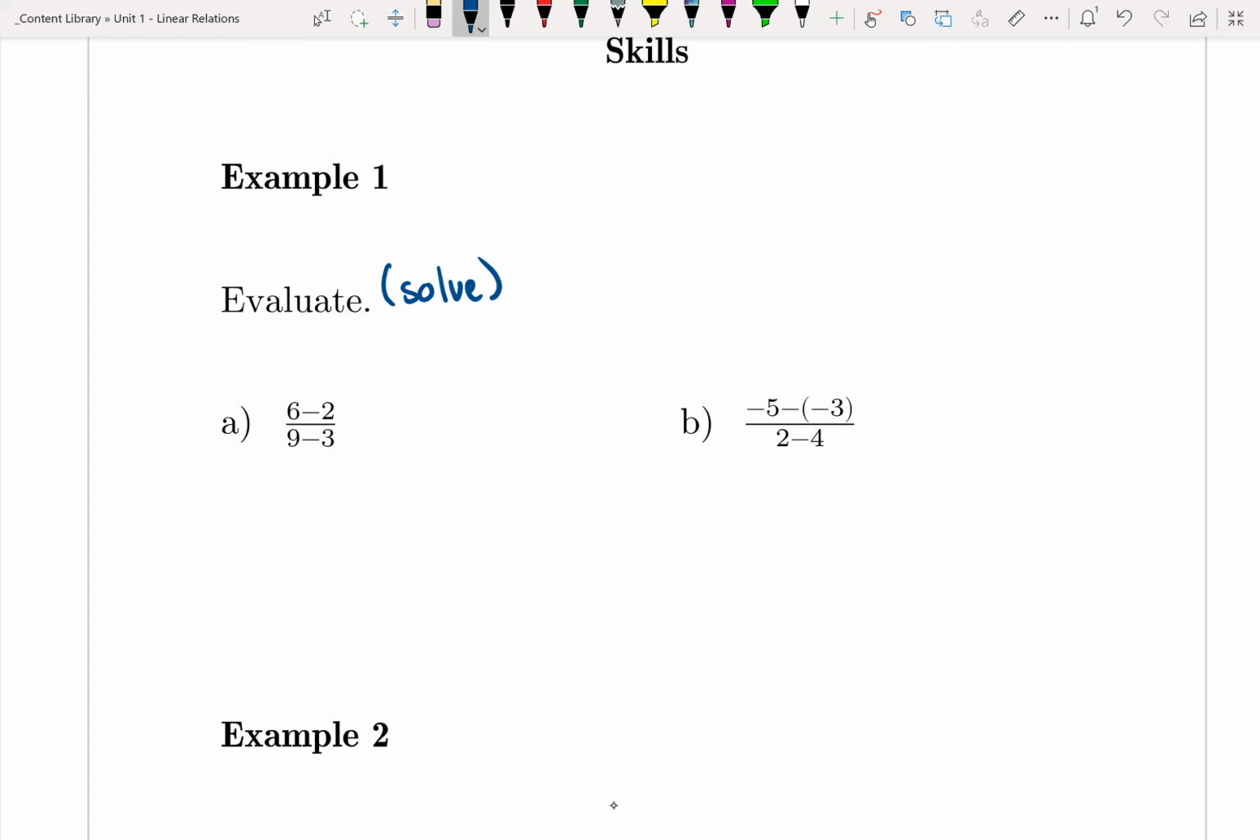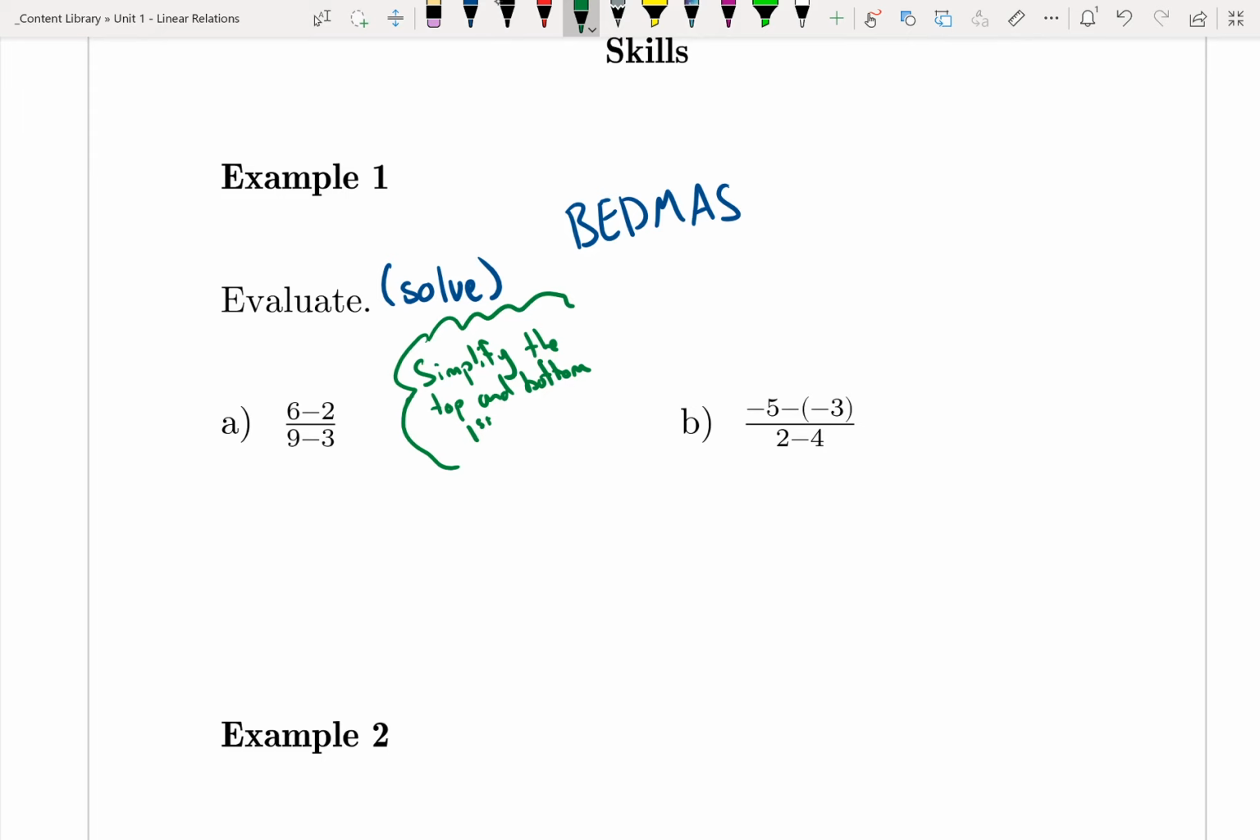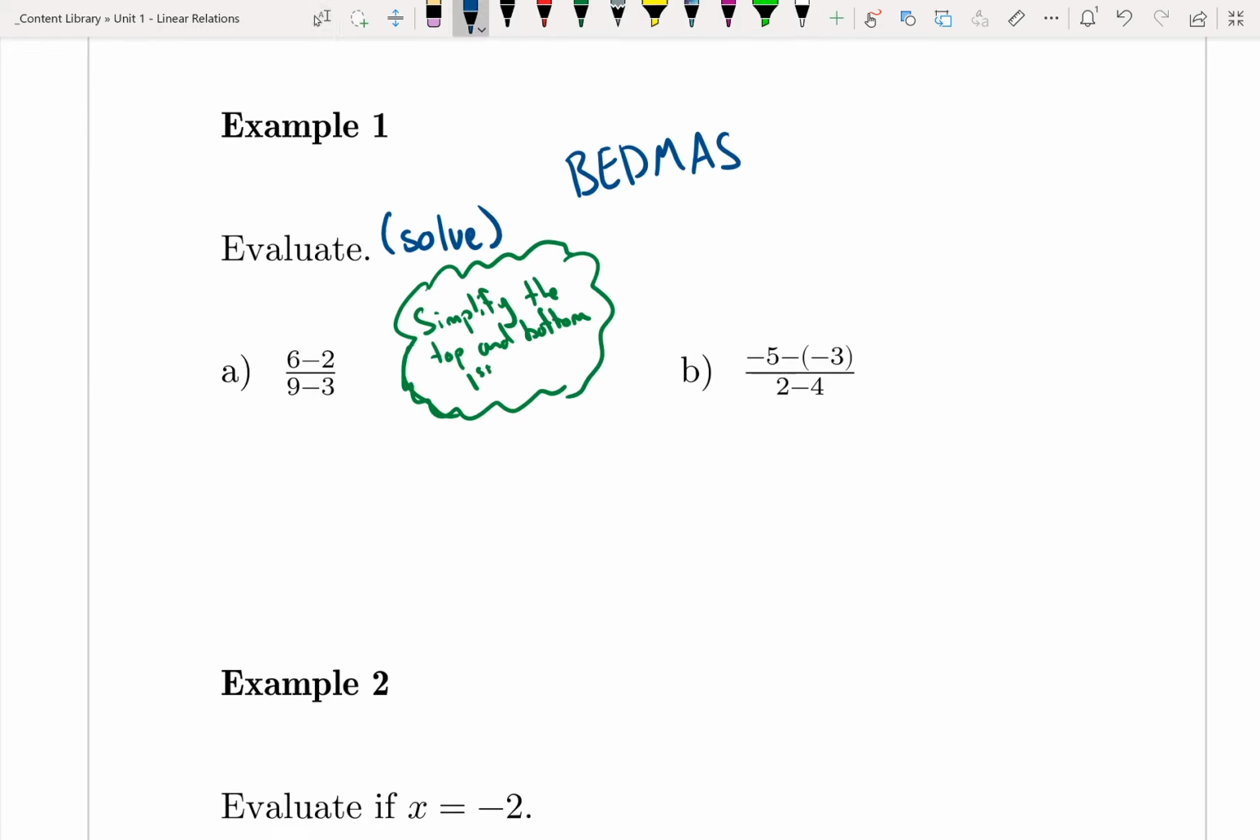So as I'm solving equations, the overarching thing that I want to remember is BEDMAS: brackets, exponents, division or multiplication, addition or subtraction. But when I have fractions like this with something on top and something on the bottom, I want to simplify the top and bottom first. I want to make sure I simplify the top and the bottom first. So in this example, I can do 6 minus 2 first, which is 4, and then I'm going to divide that by 9 minus 3, which is 6.